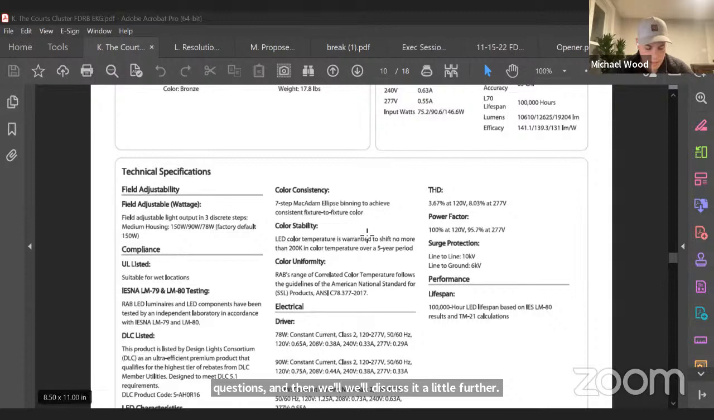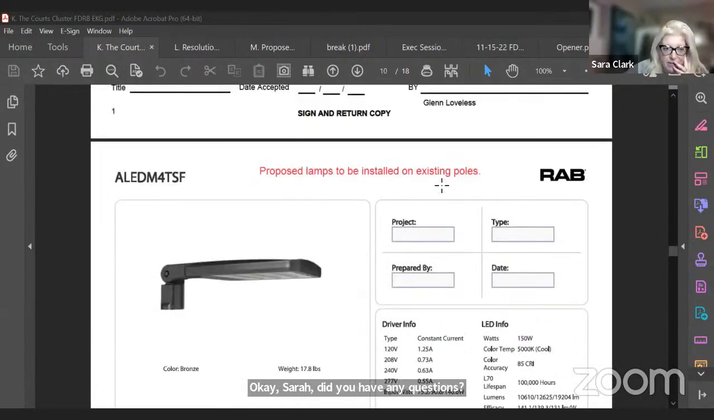Sarah, did you have any questions? No questions. Although, just as a side note, you might be able to contact that manufacturer and see if they could help you with something informal to develop a quick plan. That's a great idea.